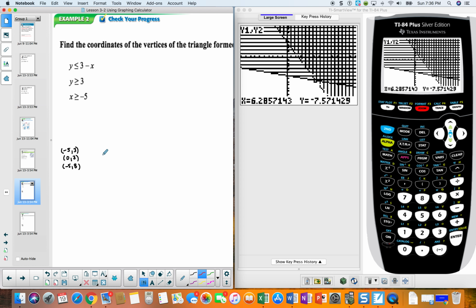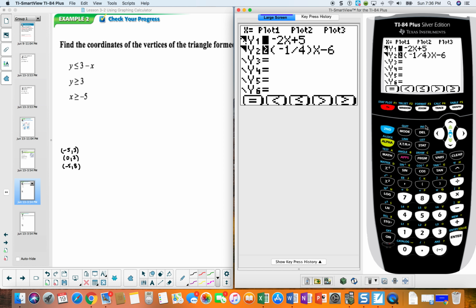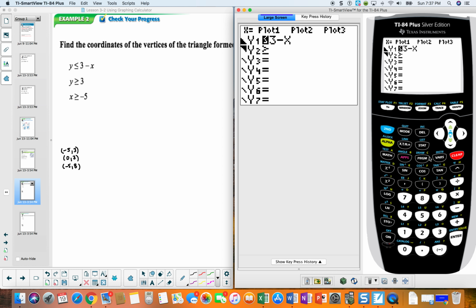Okay, now let's try to create the triangle formed by these inequalities. So I'm going to go back to Y equals, and you can see this says y is less than or equal, so I'm going to press alpha, less than or equal to. I'm going to go over, clear, and write 3 take away x. Now that's a greater or equal, so that's okay. I'm going to leave that there. I'm going to clear. I'm going to put the number 3, and then it says x is greater or equal to. So I don't have any x's.